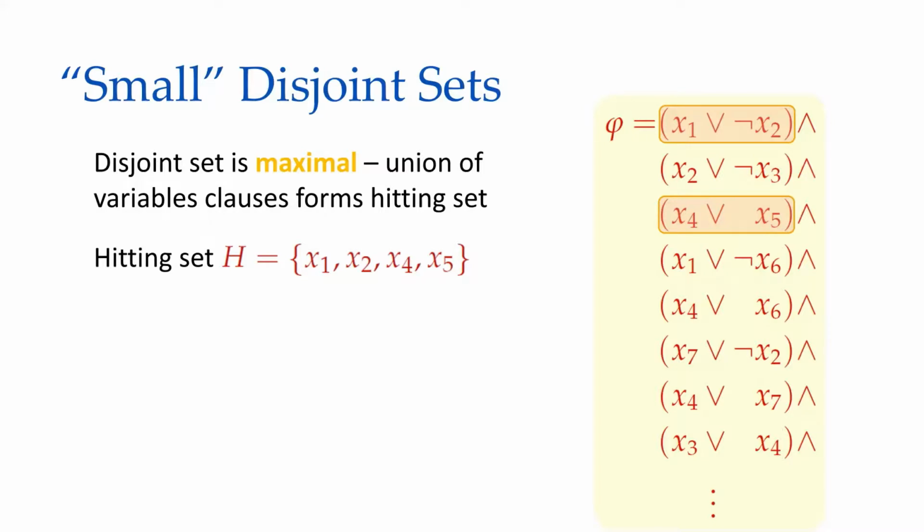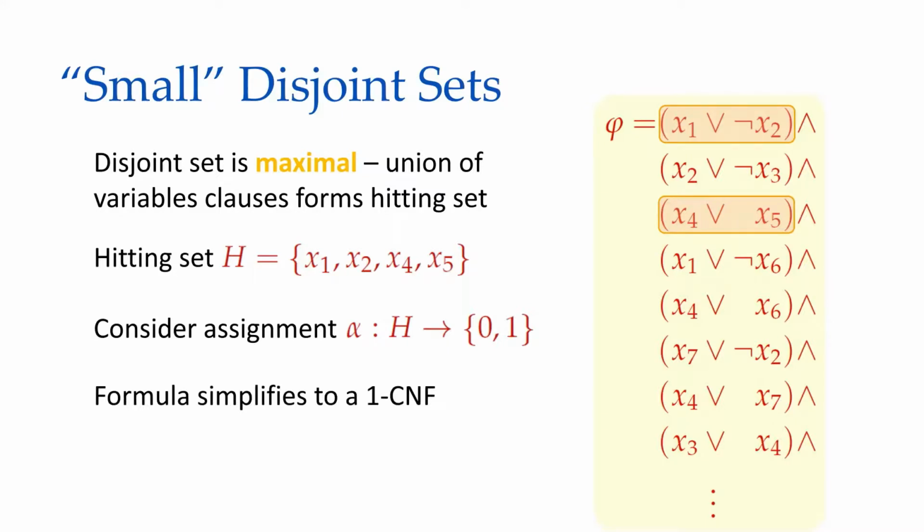Consider an assignment alpha, which sets each variable in H to true or false, indicated by 1 and 0 respectively. Because every clause of phi contains a variable from H, if we assign the values dictated by alpha to the variables in phi, we get some new induced formula, which is a 1CNF. For example, suppose we had an assignment like this, where x5 is set true and the rest of the variables in H are set false.